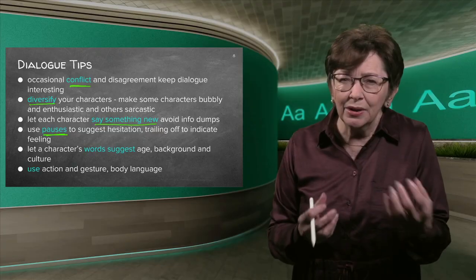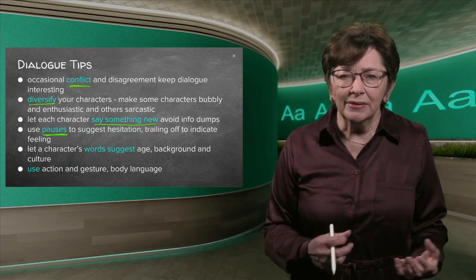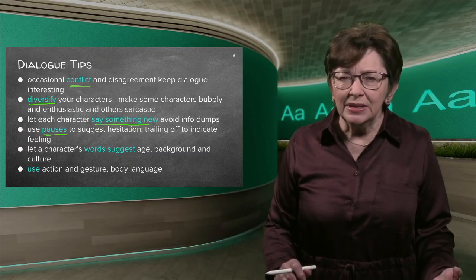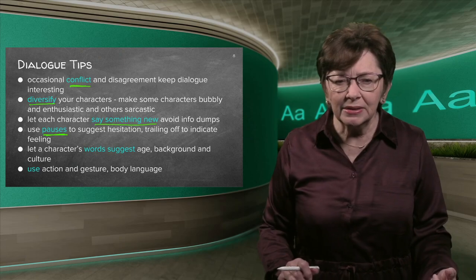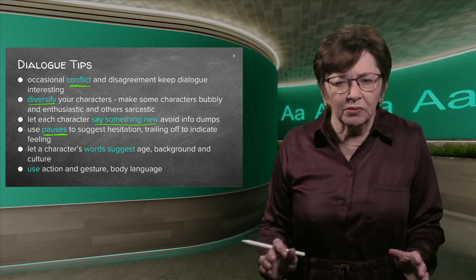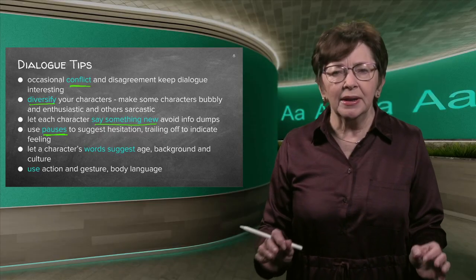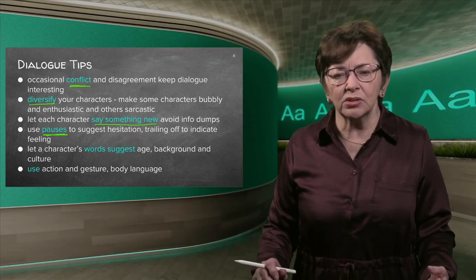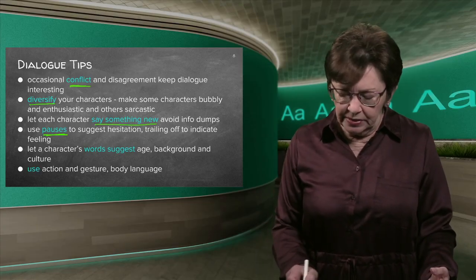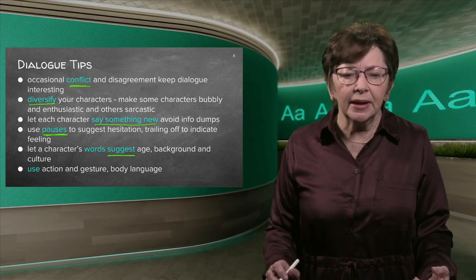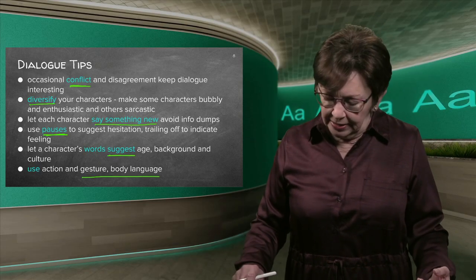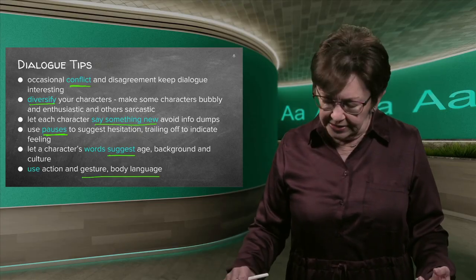Let them be people that have an age, that have emotions, and that sometimes hesitate and sometimes trail off or something like that. Make sure that it comes out in the words, in the way in which things are said, so that you suggest rather than say. And then of course the gesture, the body language, cannot be overestimated.